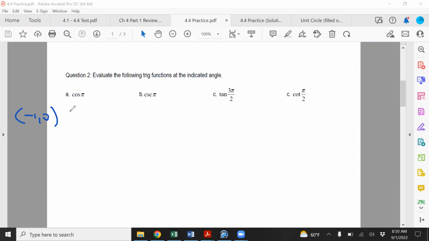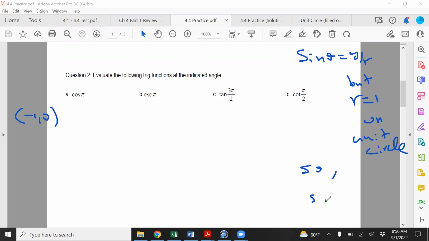Now the part that is kind of similar to the previous problem, right? Sine theta is y over r, but r equals 1 on the unit circle, right? That's what we call the unit circle. So we could just deduce that sine theta is just y, but only when you're on the unit circle, which I am, right? So you can do that. Cosine theta, of course, is going to be x over r, tangent y over x, and so forth, right?